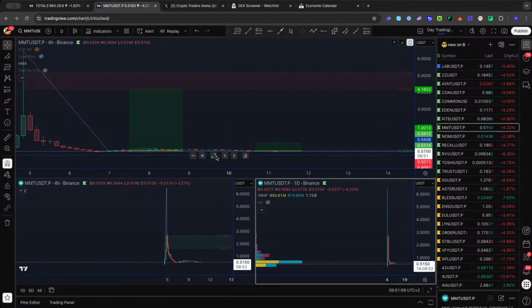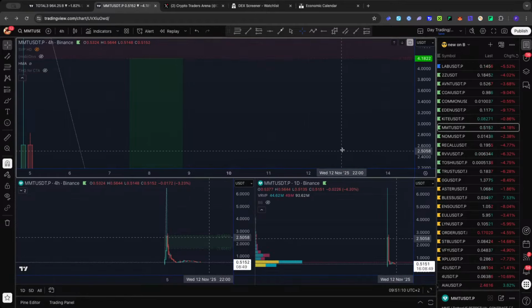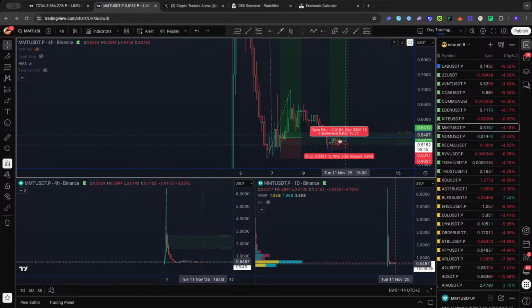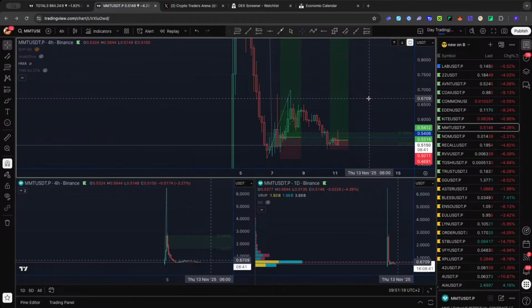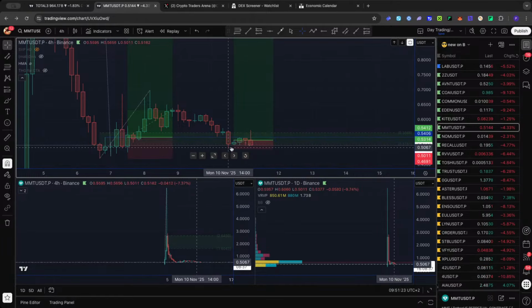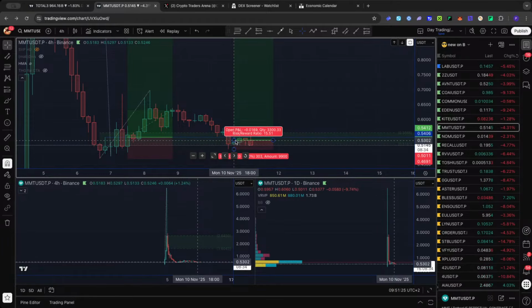This one, let me zoom in. Let's see what we have here. Come on. I took a trade here, was risk free. I attempted here. I'm underwater. If you played it properly, probably you have a risk free. I don't have a risk free trade here on this one.